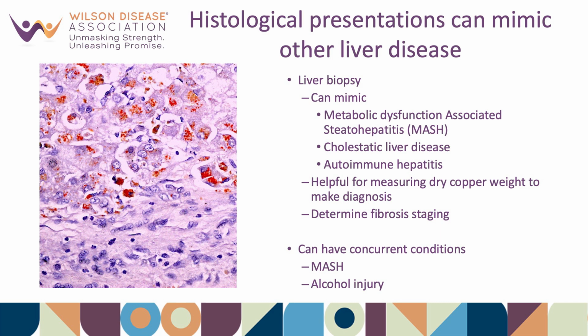The biopsy is helpful for us. Sometimes diagnoses are not very clear, and so we get a liver biopsy to look at dry copper weight. It's also helpful to determine fibrosis staging. We also can't ignore that just because a patient has Wilson's disease doesn't mean that they can't have other potential liver injury. So fat in the liver can make the liver injury worse, and alcohol use as well.